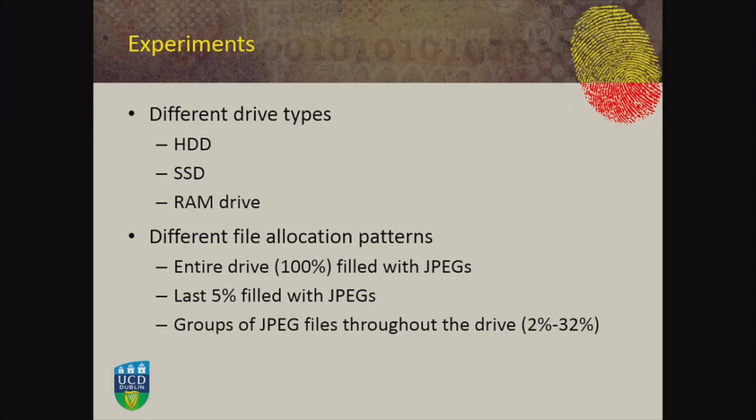So we did some experiments. We used different types of drives: hard disk drive, solid state drive, RAM drive, and different allocations of the files. We say the worst case is an entire drive, 100% filled with JPEGs. The best case is when the last 5% is filled with JPEGs, and different combinations in between.